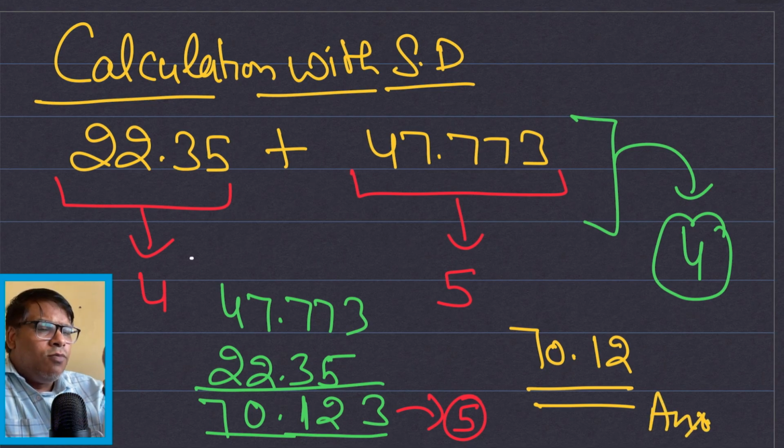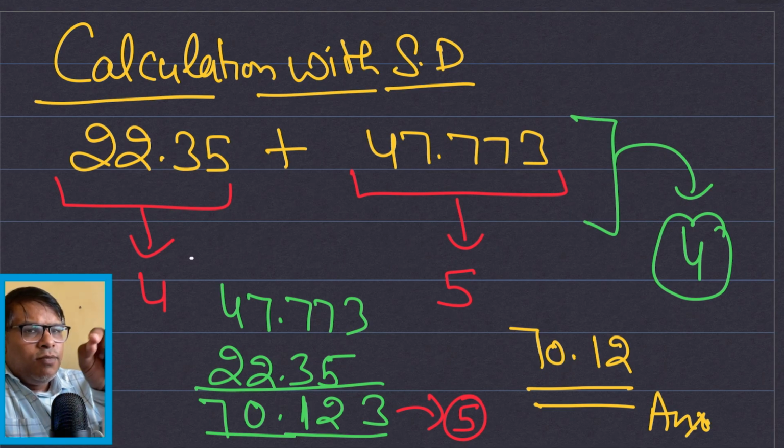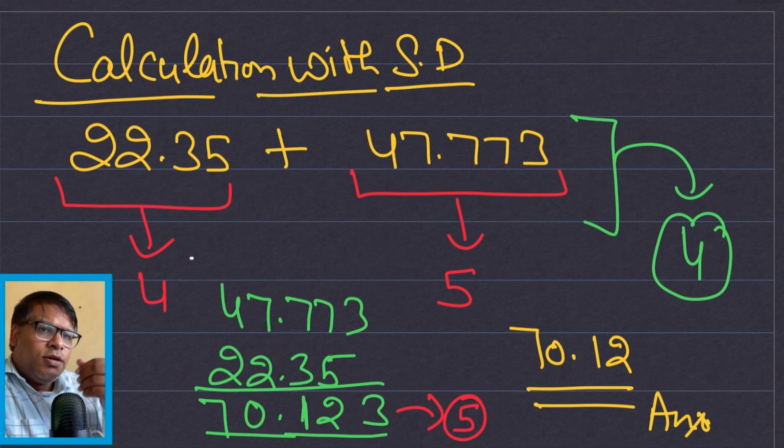If you are going to multiply, divide, or play with these numbers, and if you want to do something scientifically correct, then this rule is going to be applied. You have to mention your result in terms of the minimum number of significant digits. Here one number has 4 and another number has 5 significant digits, so the final answer you report in terms of 4 significant digits. 70.12 has 4 significant digits. Hopefully this is clear.